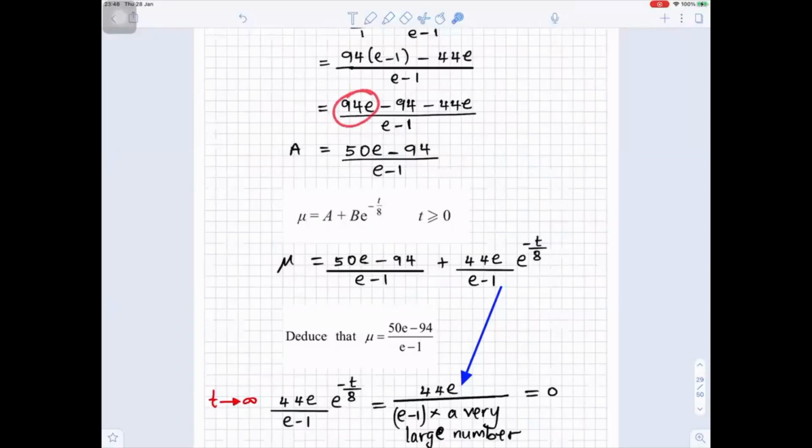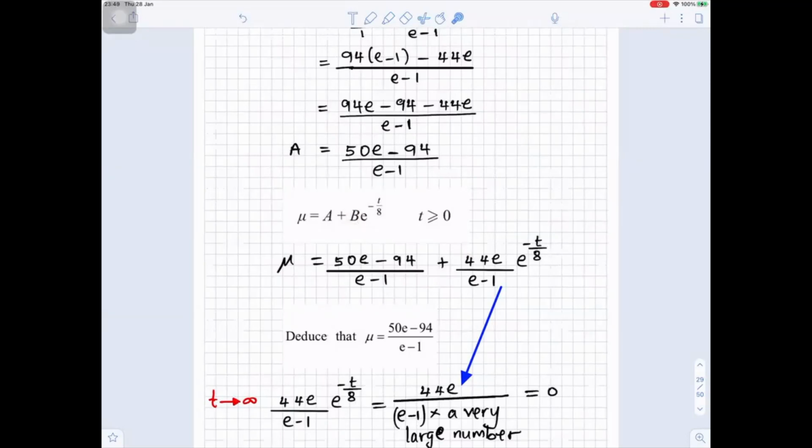So 94 minus 44 gives you 50e. So it's (50e minus 94) divided by (e minus 1). So that is what a is. So you can write mu equals a plus b e to the minus t over 8. So that is a. So mu is equal to a, plus this one is b, e to the minus t over 8.